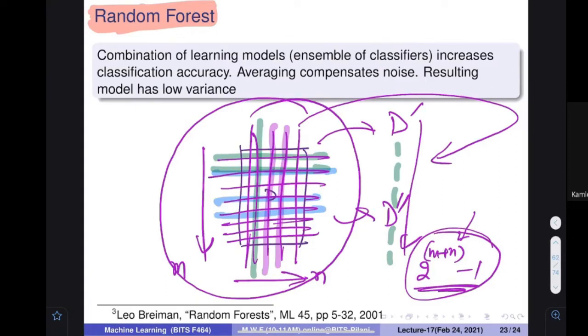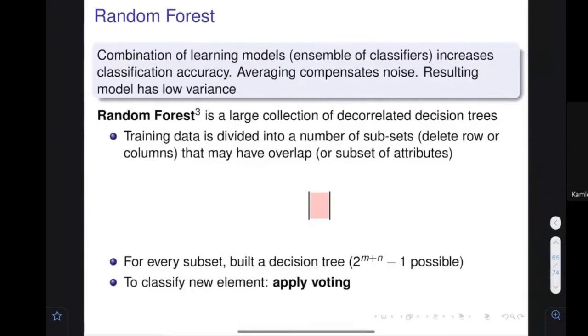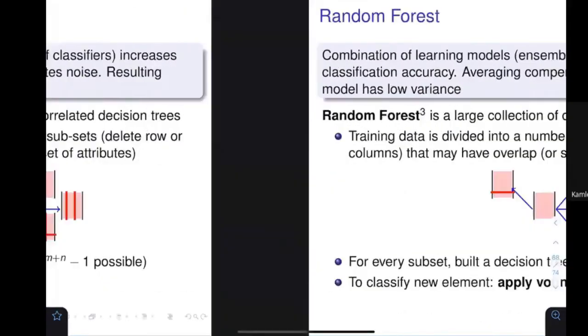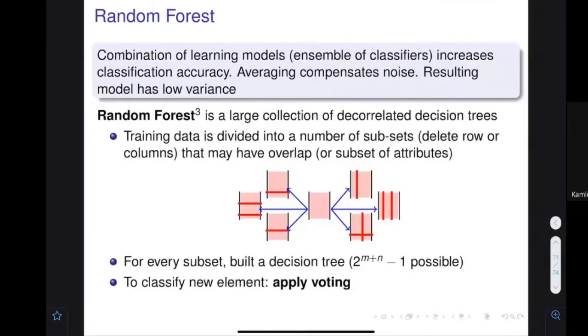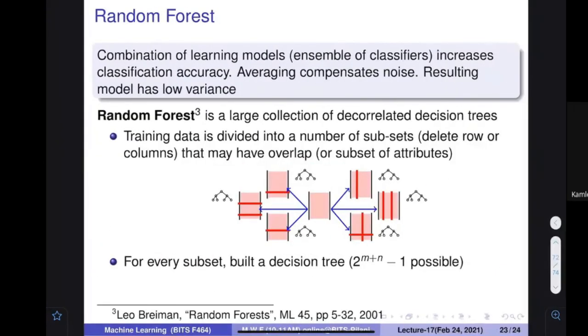So I'm telling that this was the database. From this database, I deleted something, and something else, and something else. I have created multiple databases. Everybody understands this. Now I am going to create a decision tree on each of them, so a different decision tree for each. How many different decision trees can I create? 2 to the power m plus n minus 1.